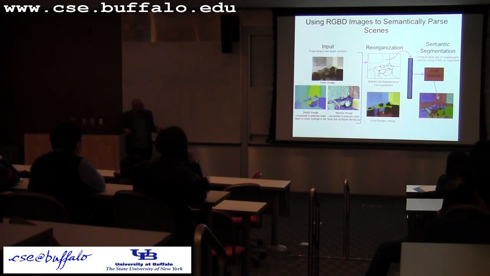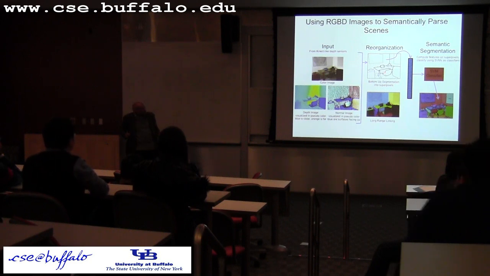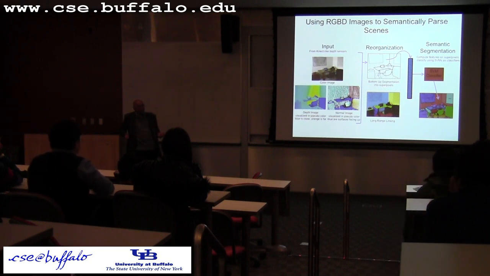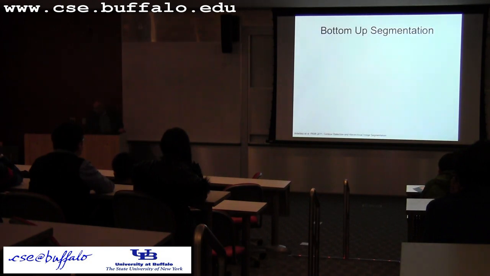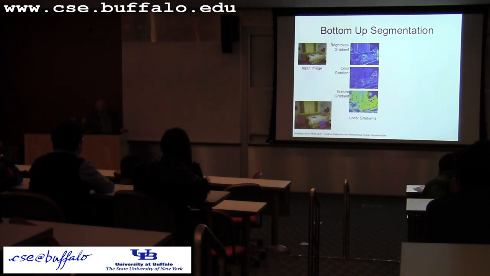And then after that, we want to do semantic segmentation. Semantic segmentation means that you classify every pixel as belonging to some category. So once we have these super pixels, we try to label them as this super pixel belongs to a chair, this super pixel belongs to a table, this belongs to the floor, this belongs to the wall, and so on. So that's kind of the pipeline, and I'm just taking you through the pipeline.